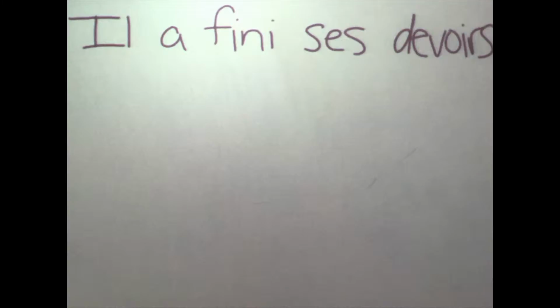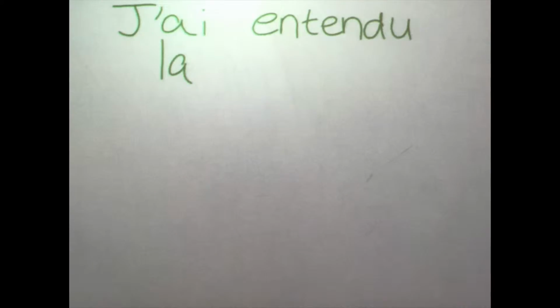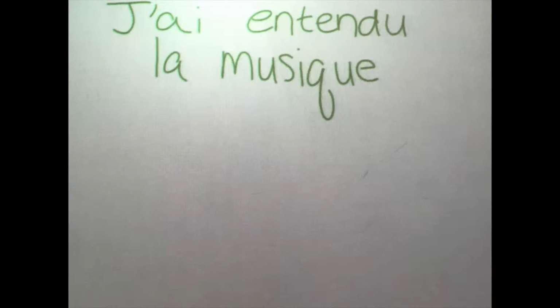Here's a passé composé sentence using an ir verb. Il a fini ses devoirs. He finished his homework. And here is a passé composé sentence using an re verb. J'ai entendu la musique. I listened to music.